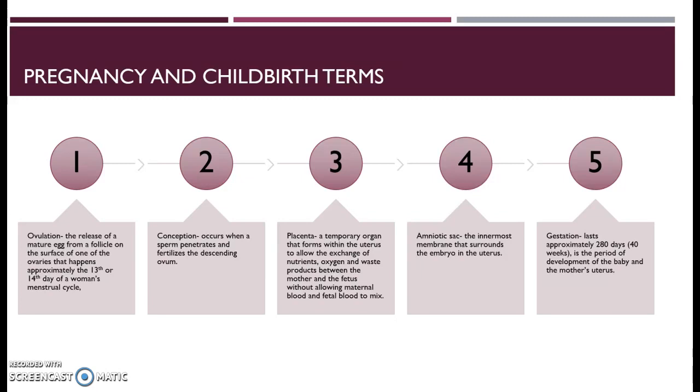Amniotic sac is the innermost membrane that surrounds the embryo in the uterus. Gestation lasts approximately 280 days or 40 weeks and is the period of development of the baby in the mother's uterus.